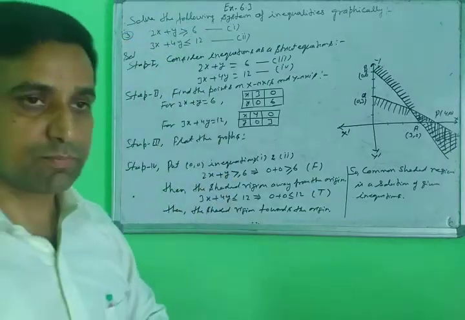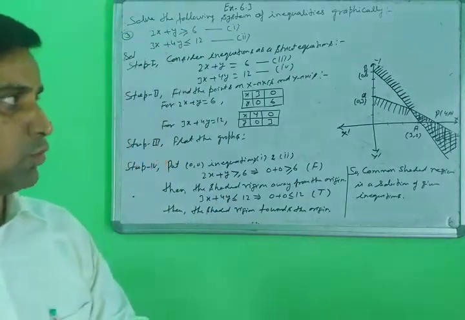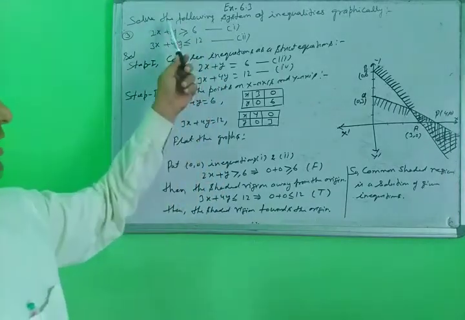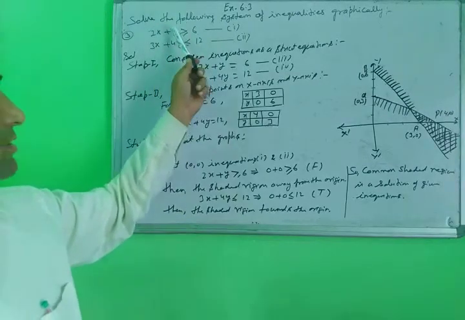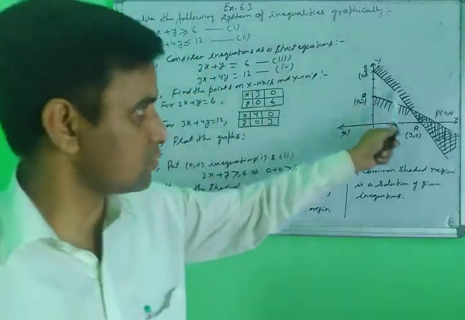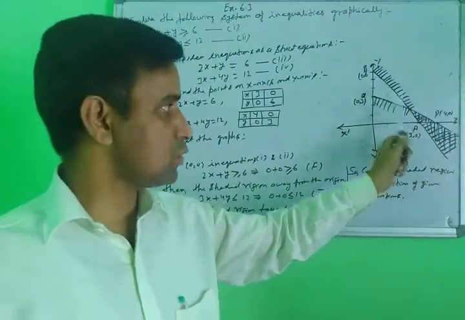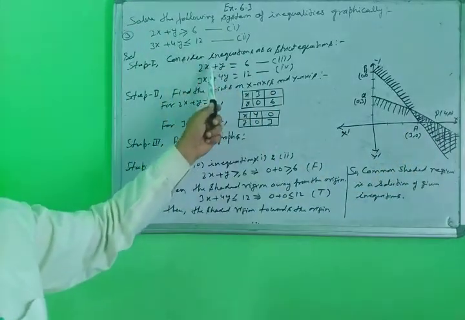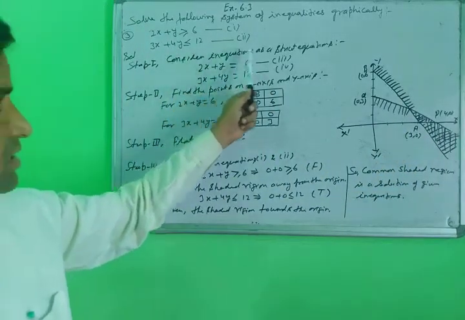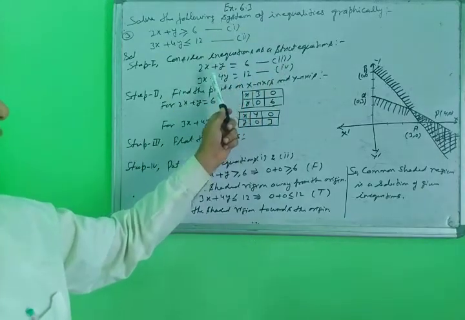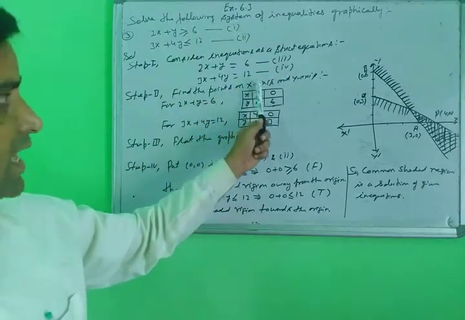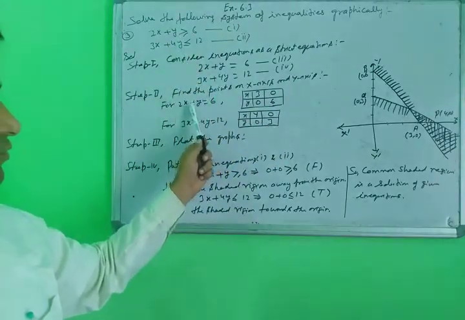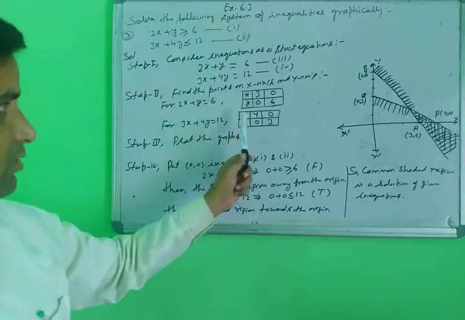Exercise 6.2 or 6.3 solving steps are only 4 steps, not more. But here there are more inequalities. Suppose you have two inequations, then we will draw two graphs. Where is the solution region? The common shaded portion is your solution region. So first write the inequations. Step first, consider the equation in the strict equation form. After that you will find the points on the x-axis and y-axis for both inequations: the first equation's points this, and the second equation's points this.